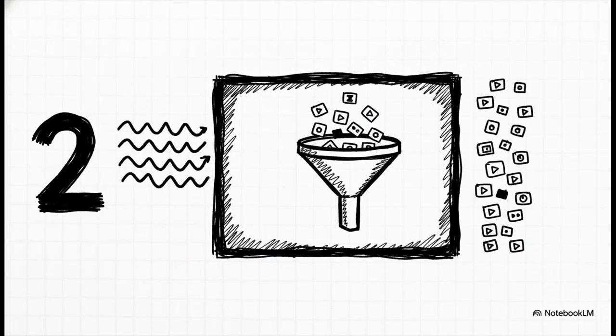Next, the machine learning models kick in. They take all of your unique signals, your personal taste, and they compare it against millions of videos. For each one, they calculate a score. Basically, a prediction of how likely you are to enjoy that video, to watch it all the way through, to like it, to share it.